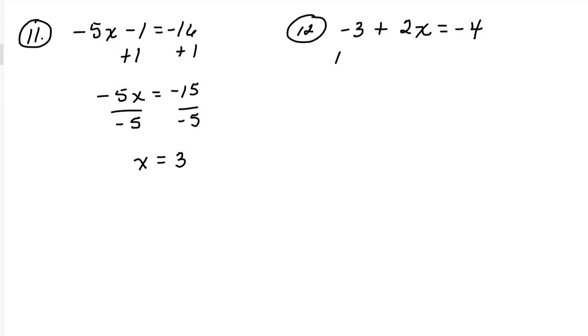Problem 12, I'm going to add 3 to both sides of my equation. So I get 2x equals negative 1. Then I'm going to divide both sides by 2, and I get x to be negative 1/2.